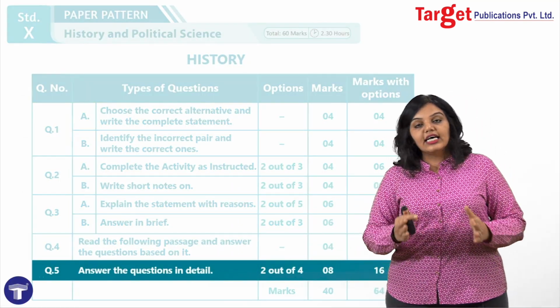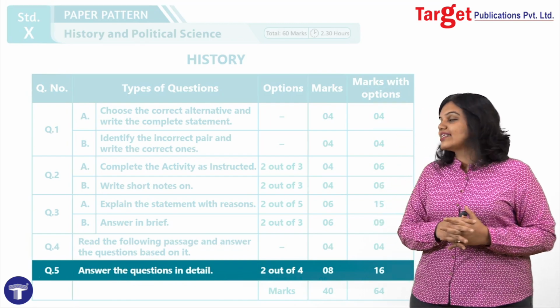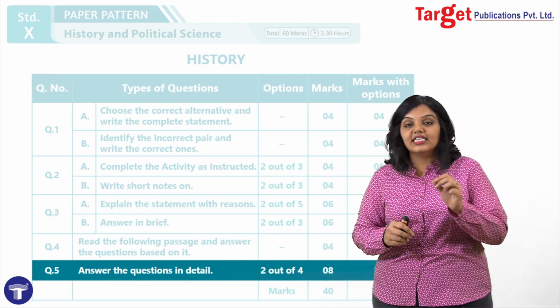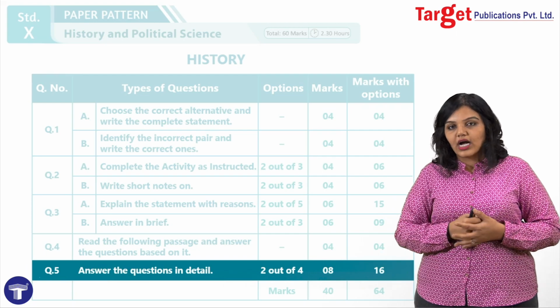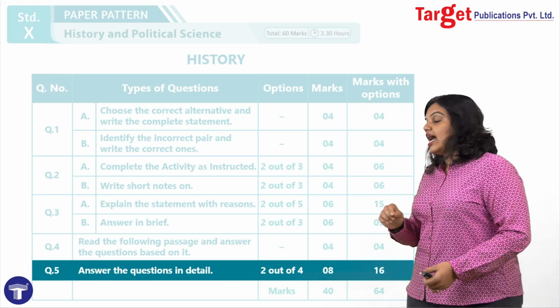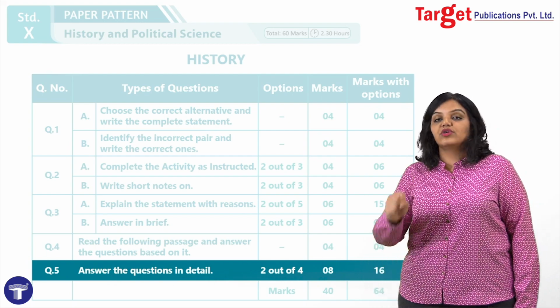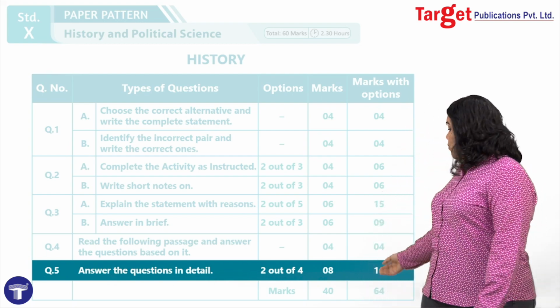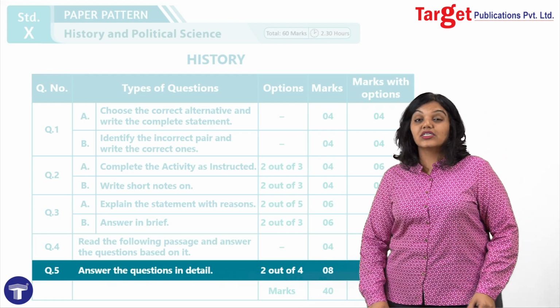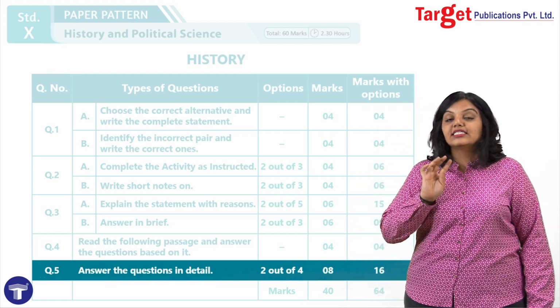Finally, we come to the last question in the history section, that is the answer the questions in detail, which is nothing but your long answer questions. Now, this carries a lot of marks. You'll be asked 4 questions, out of which you have to attempt only 2. This is for 8 marks, which means each question carries 4 marks each.